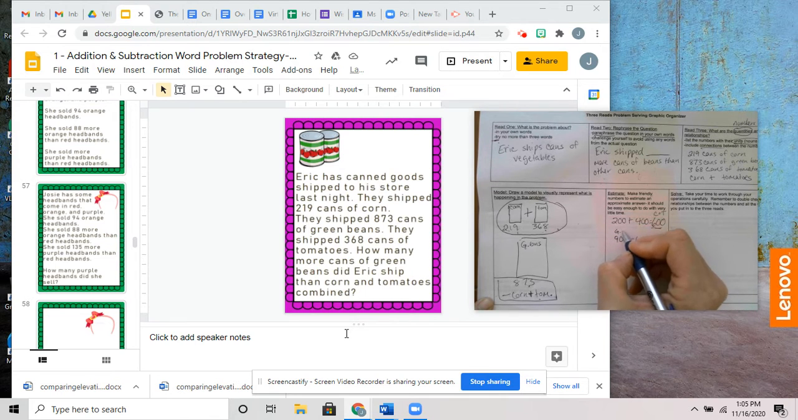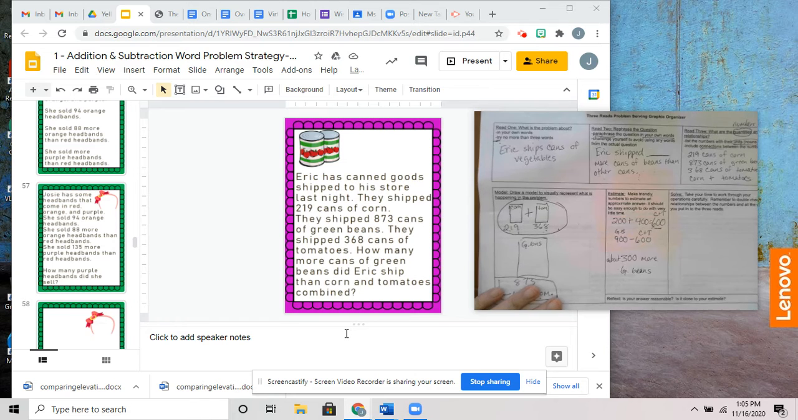So this is my green beans, and this is my corn and tomatoes. And then I have 300 more green beans. About. Okay, so there's my estimate, about 300 more green beans.